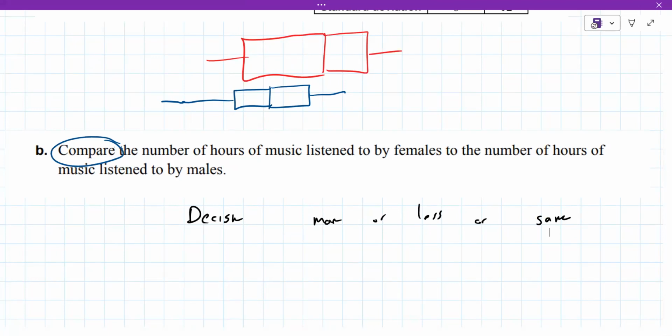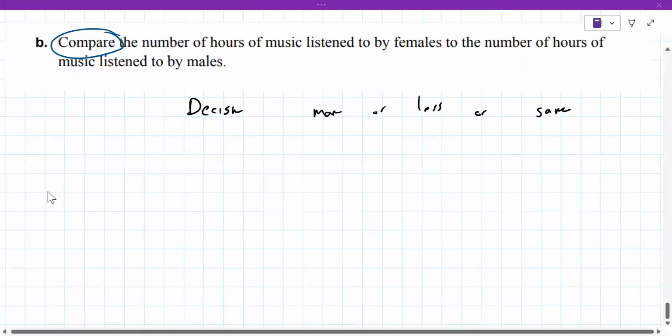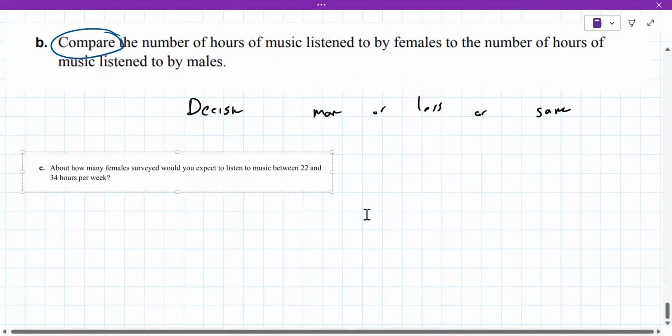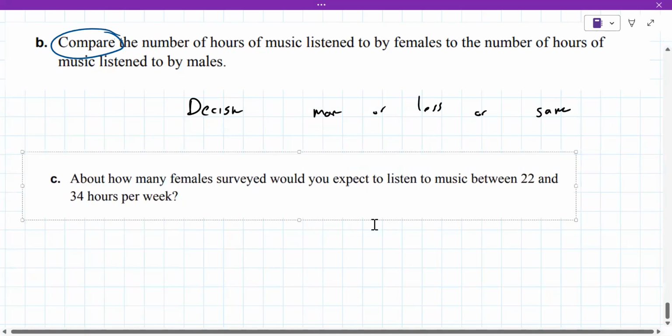Well, I could have done that just by looking at the data. That's true. But you may be asked to make a plot like this. We don't know. If we knew what was on there, we'd just work on those problems. Okay, about how many females surveyed would you expect to listen to music between 22 and 34 hours per week?